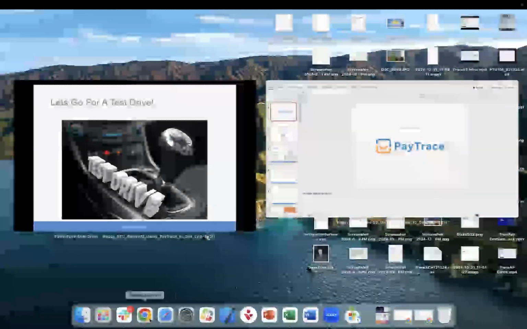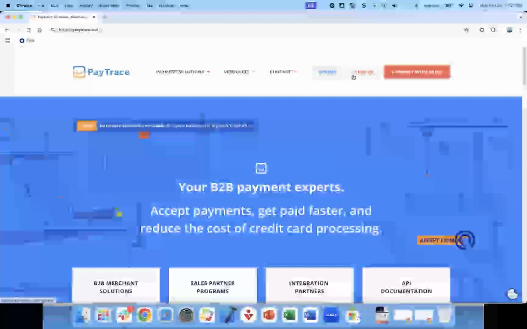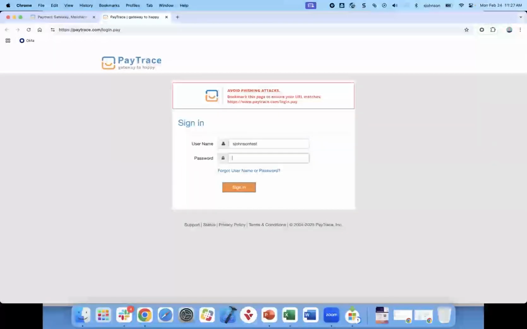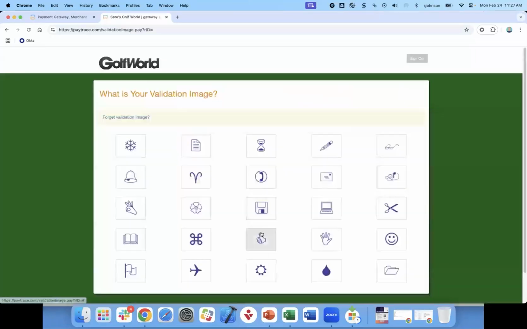Where is my demo account? There it is. So I'm going to sign in as if I'm a merchant, and I'm going to process a level three eligible transaction.